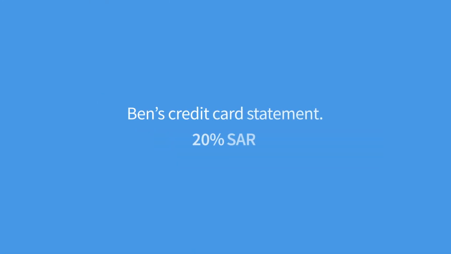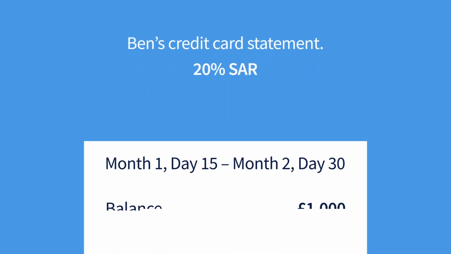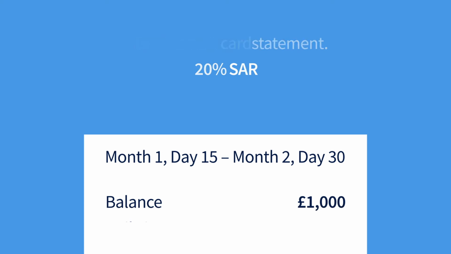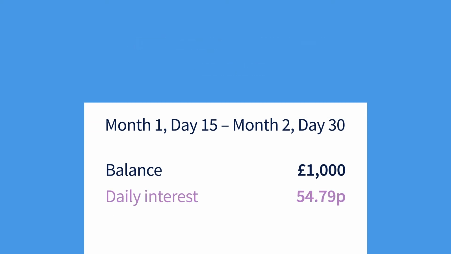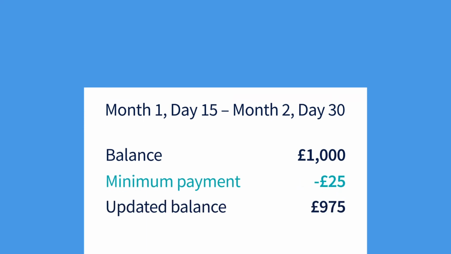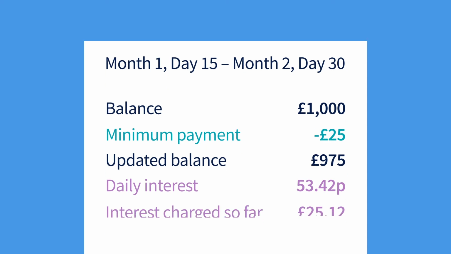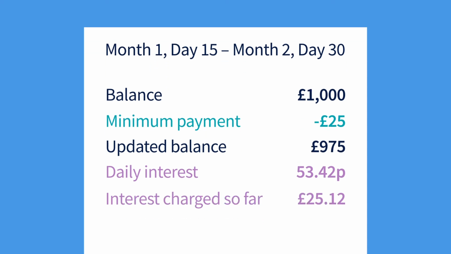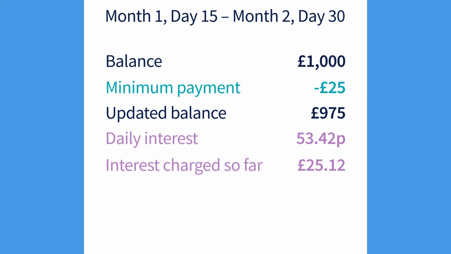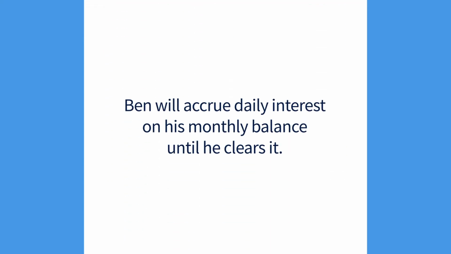Using the simple annual rate to calculate the interest on Ben's £1,000 balance from the date he made his purchase to the date he made his minimum payment, it will be 54.79 of daily interest. Because Ben made his minimum payment, his balance reduced to £975. From the date he paid his minimum payment to the end of that month, Ben's daily interest then reduced to 53.42. So, the interest charged so far on Ben's month 2 statement works out to £25.12, and he'll continue accruing daily interest on his monthly balance until he clears it.